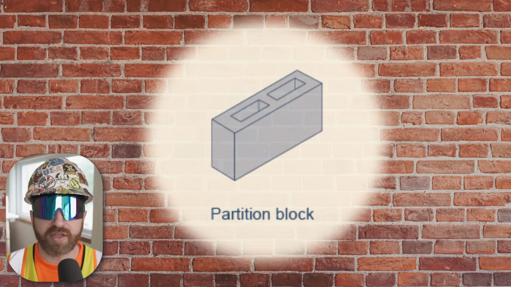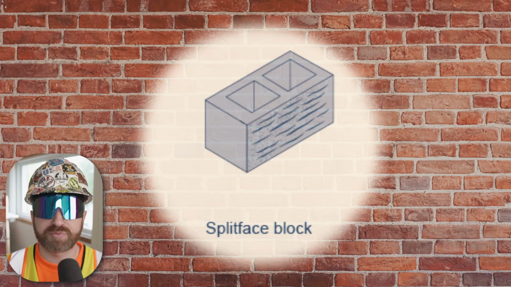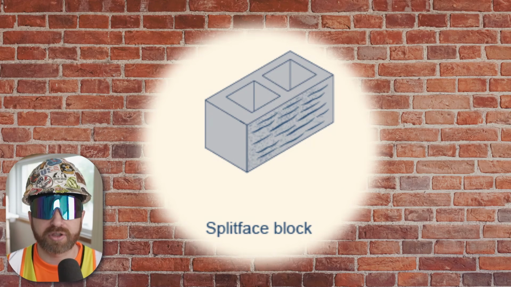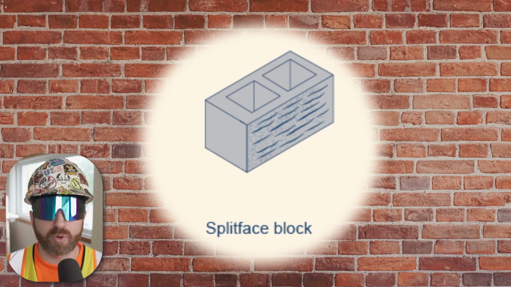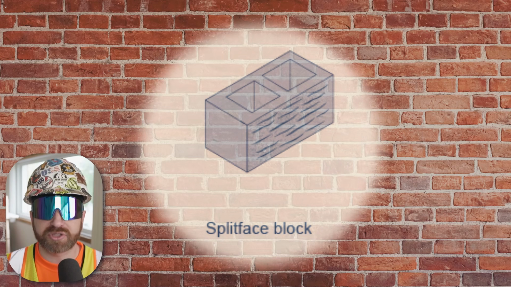Moving on to number five, we've got partition blocks. Partition blocks are similar to the typical standard CMUs, except that they are taller than they are wide and are just used to optimize space, typically on the inside of a building. And finally, at number six, we have split face blocks. And split face blocks essentially just have one very rough surface which would be exposed, which gives it a textured look upon completion. Now, there are many more types of CMUs. These were just the main ones that I just listed.